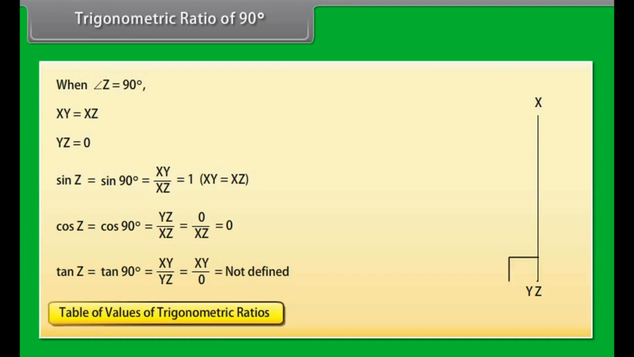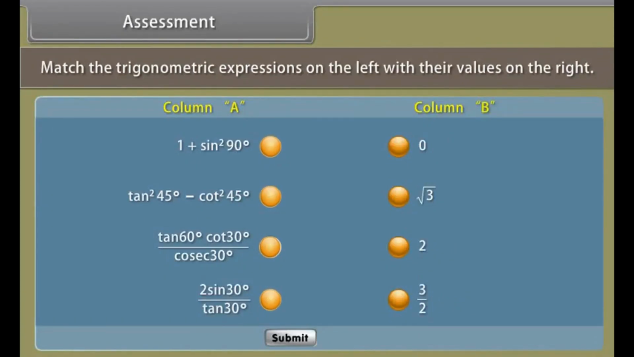Let us summarize our exercise in a table. Assessment. Match the trigonometric expressions on the left with their values on the right.